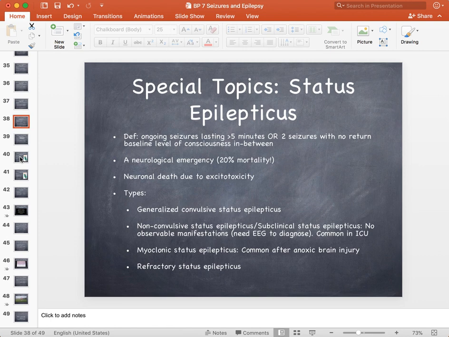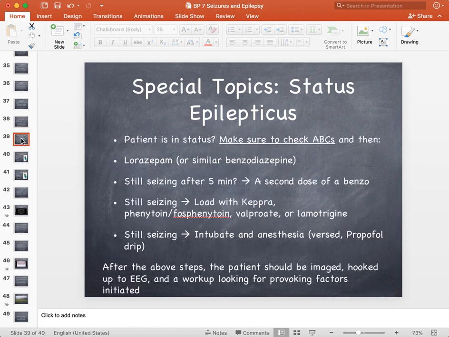Then 2 other types that we don't necessarily run into as much, but there's myoclonic status epilepticus. So these people keep having myoclonic jerking movements. It's very common after an anoxic brain injury. And then there's refractory status epilepticus, which is terrible. Yeah, it's status that doesn't respond to the medications we'll talk about right now.